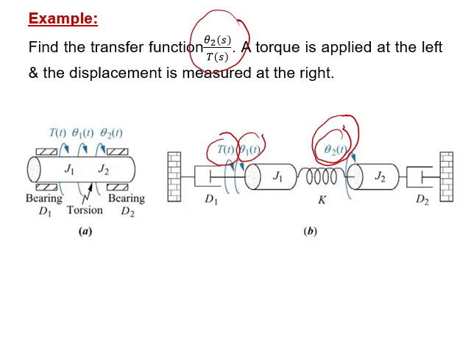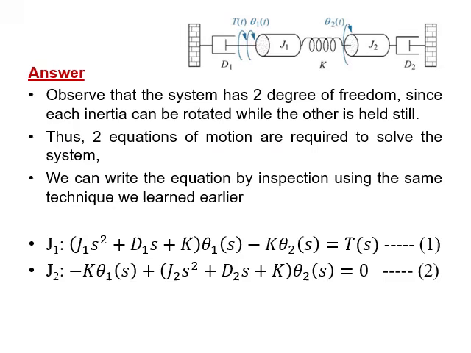Notice that the system is 2 degrees of freedom. It's 2 degrees of freedom because the torque applied will result in two rotations, two angles, theta1 and theta2. That's why the system is 2 degrees of freedom.